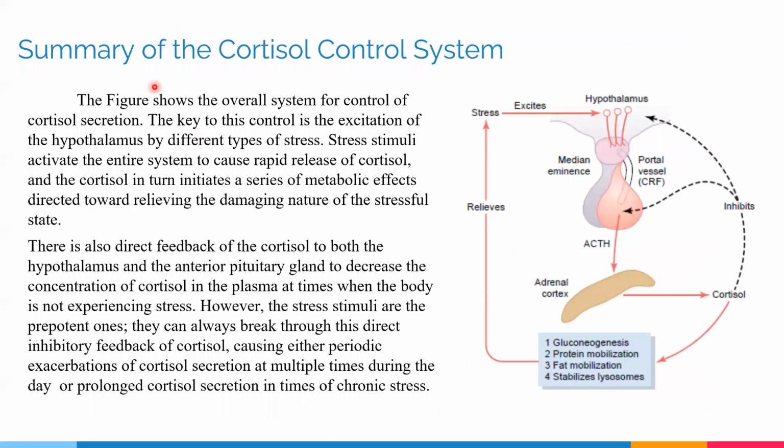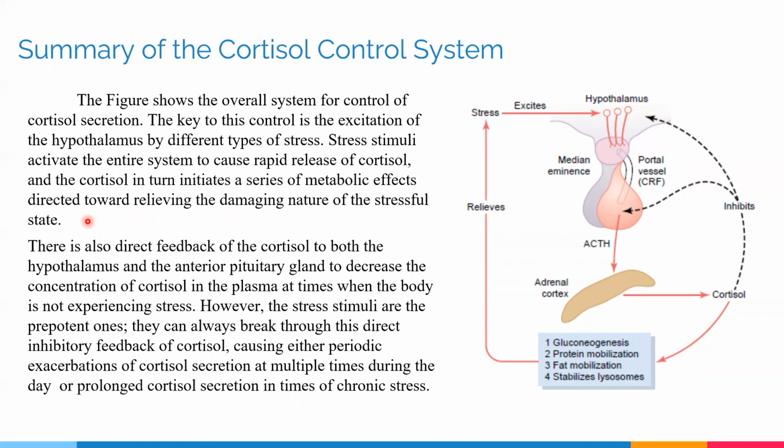Finally, we look into a summary of the cortisol control system. The figure here shows an overall system for control of cortisol secretion. The key to this control is the excitation of the hypothalamus by different types of stress. Stress stimuli activate the entire system to cause rapid release of cortisol, and the cortisol in turn initiates a series of metabolic effects directed toward relieving the damaging nature of the stressful state.